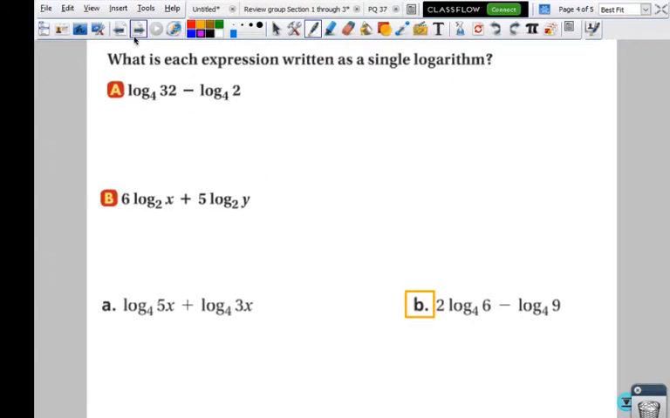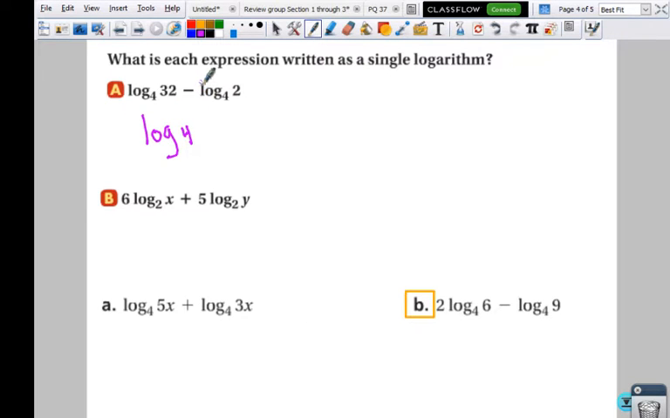So we're going to do the same thing, but this time around, instead of expanding, we are going to write these as a single logarithm. Last time we expanded down as much as we could. This time we're going to shrink them down to a single logarithm. We are just working backwards from what we did. So if I have log base 4 of 32 minus log base 4 of 2, I'm going to shrink these down into a single log. We looked at 3 properties: product, quotient, and power.